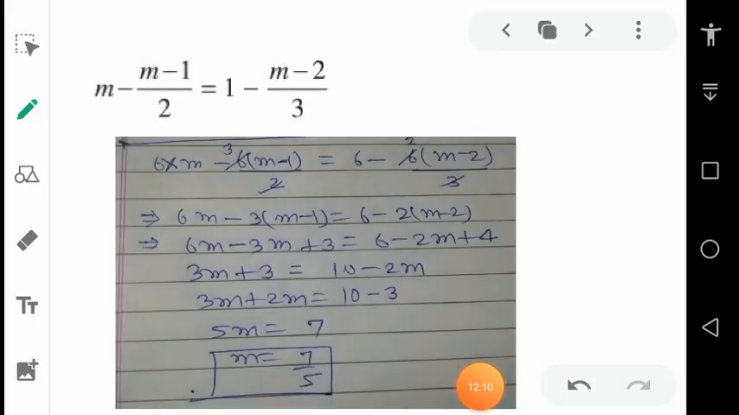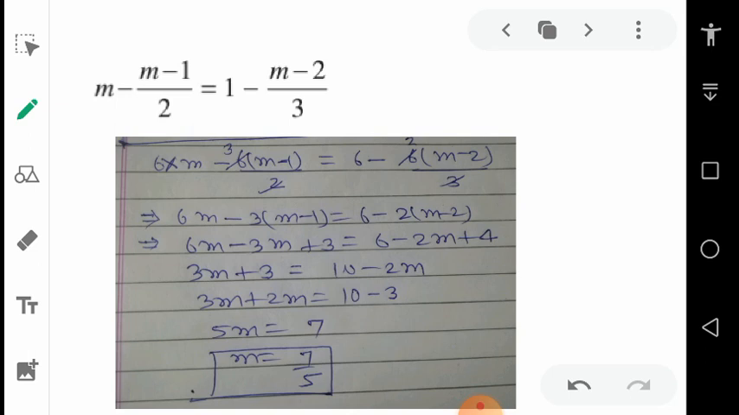Again it is in a mixed pattern, so some fractions are also given here. We will follow some other approach, as I told you, the method of LCM. The LCM of 2 and 3 is 6. All right, we multiply by 6 on both sides.